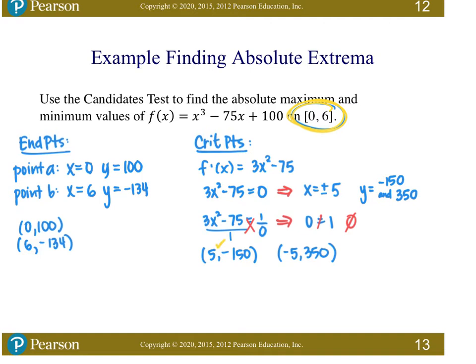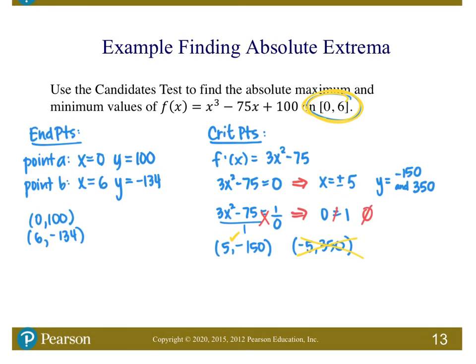5 is between 0 and 6. But negative 5 is not, and so this point is thrown out because it is not an interior point. It's not between 0 and 6 for an x value. So then I'm ready to identify the highest of the high. And the highest of the high is 0, 100, since I threw out the 350.